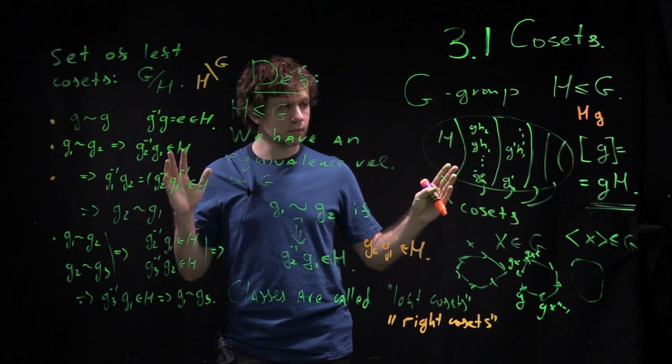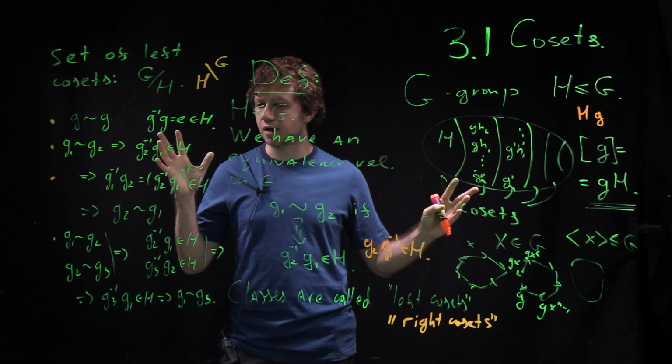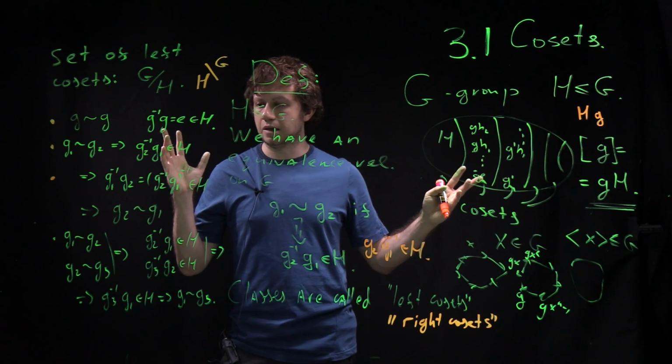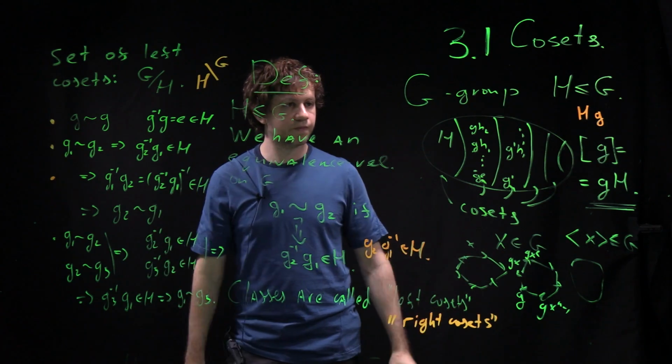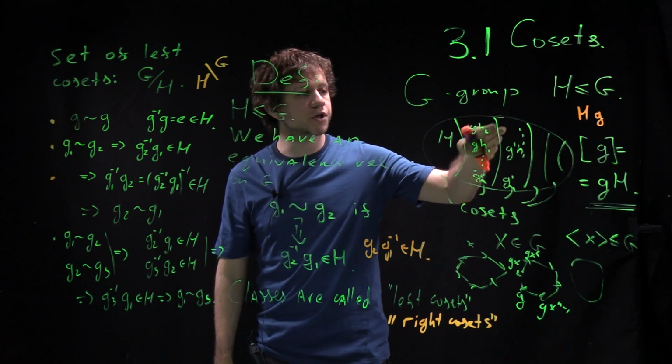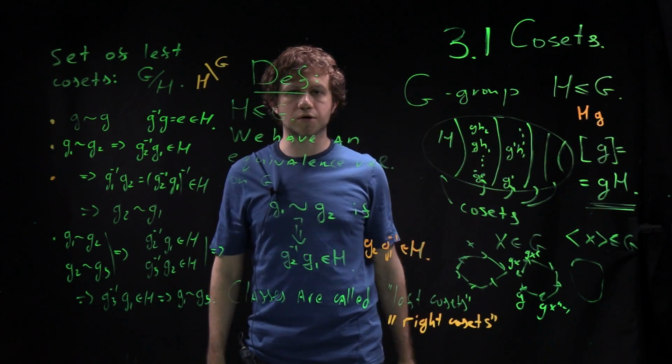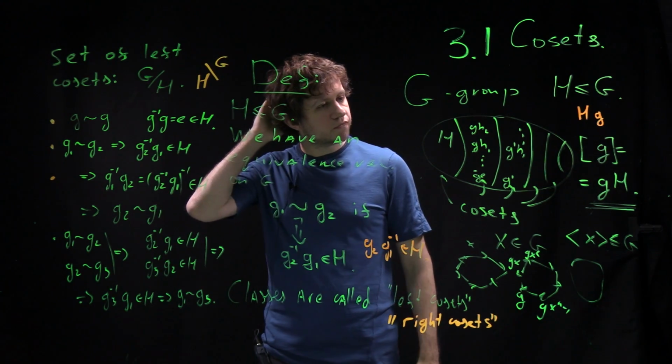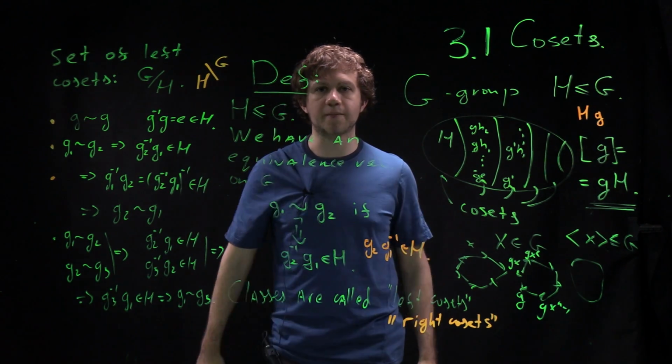So this is basically the definition. And so my group got partitioned into these classes called cosets. Okay, let's prove a few facts about them. Okay, so let me start with some examples.